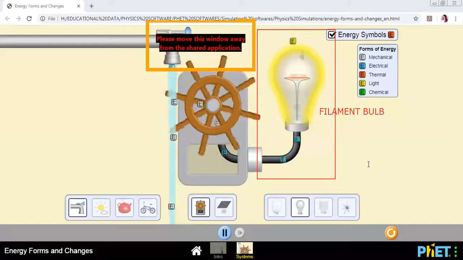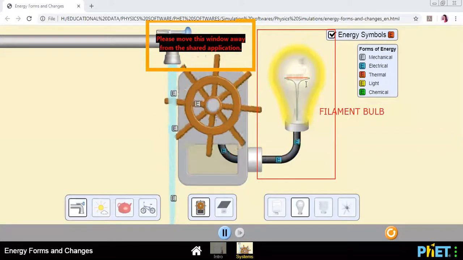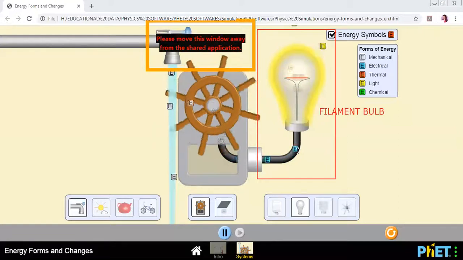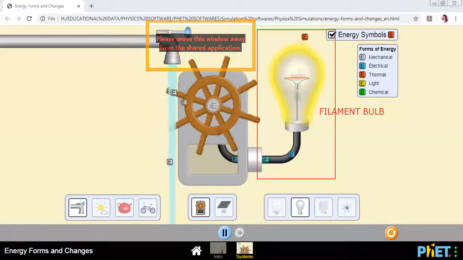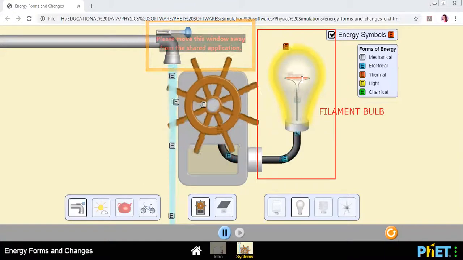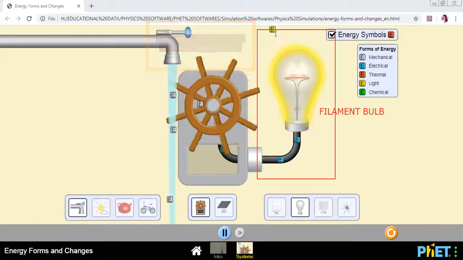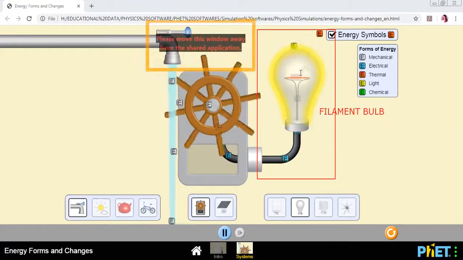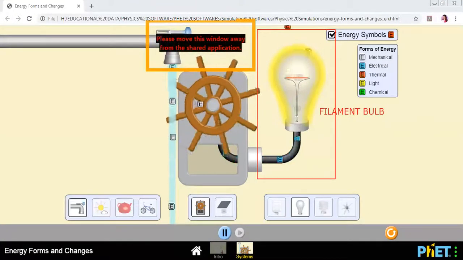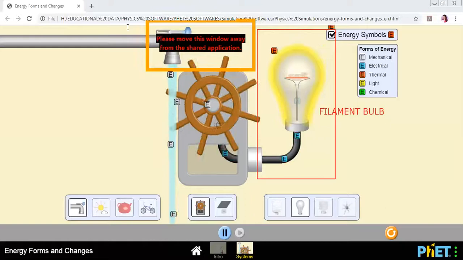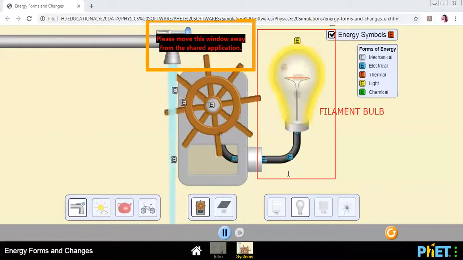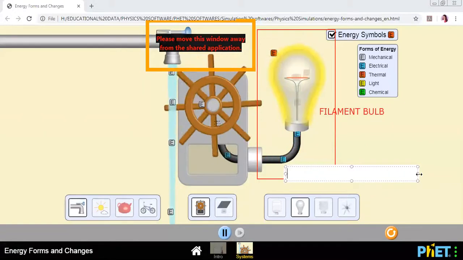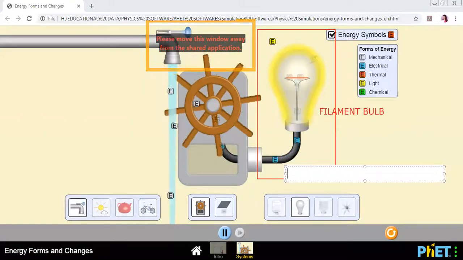So look at the energy conversion that is taking place here. It is electrical, and then electrical is converting into thermal, and then from thermal we are getting light. The filament is doing this: the electrical energy first converts into thermal energy and then into light. So if you want to write the energy conversion, please write down the energy conversion of a filament bulb. It is electrical energy.